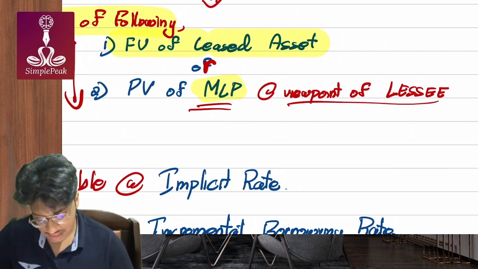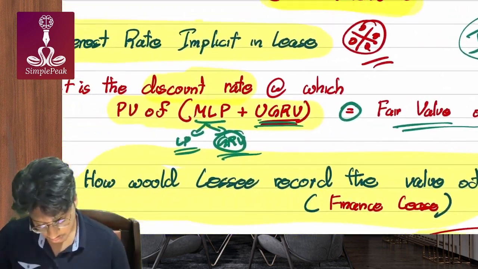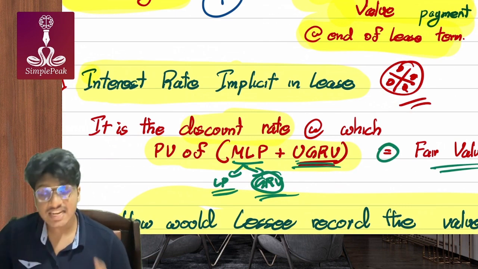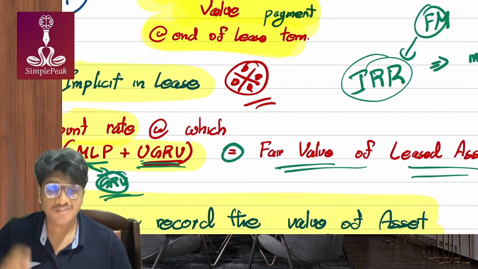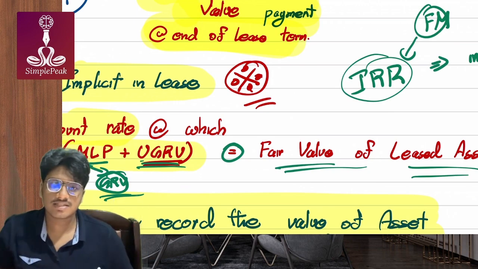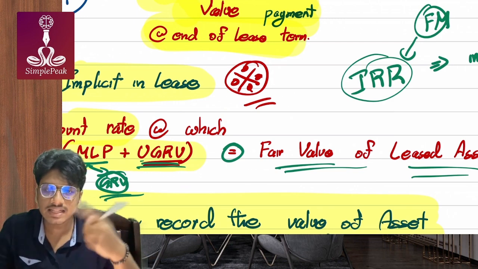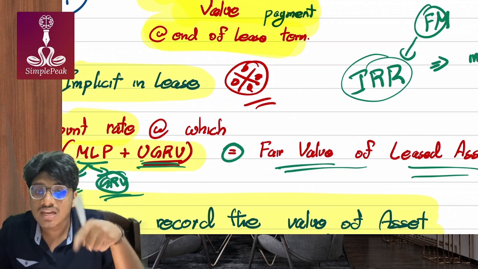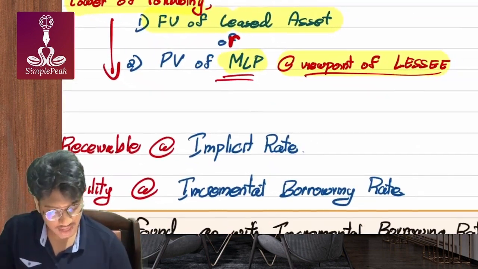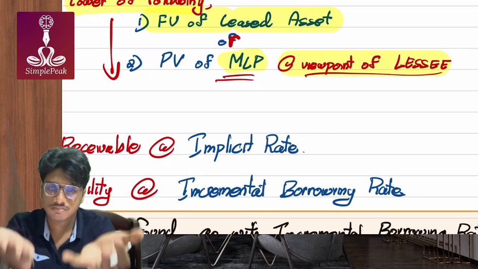I have written at the viewpoint of lessee, which means that the rate taken over here won't be the interest rate implicit in the lease, because the interest rate implicit in the lease is on the lessor basis. For the lessor, this rate is needed. For the lessee, this is not the rate he'll be taking. He'll be taking the rate which we know as the incremental borrowing rate. That's the rate he will be going with. That is why I have written viewpoint of lessee. That will be given in the question. You don't have to go deep into it.